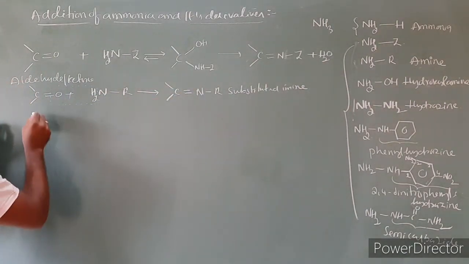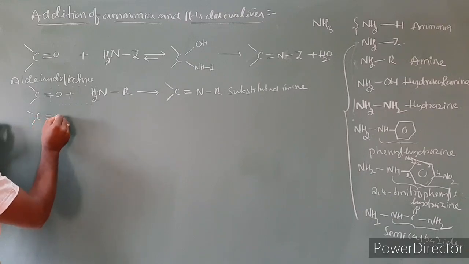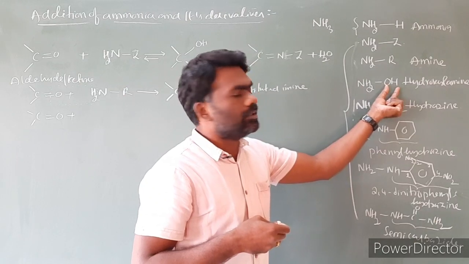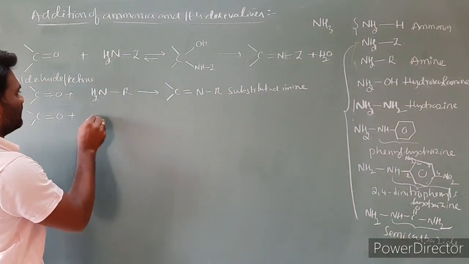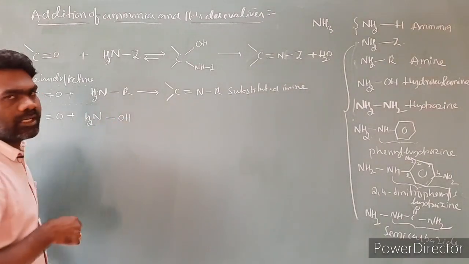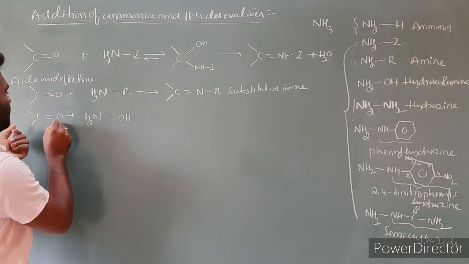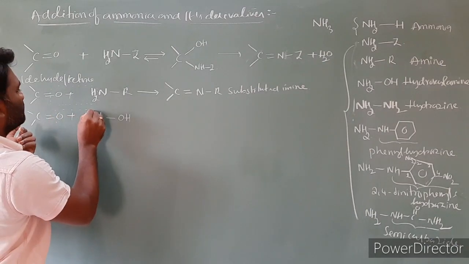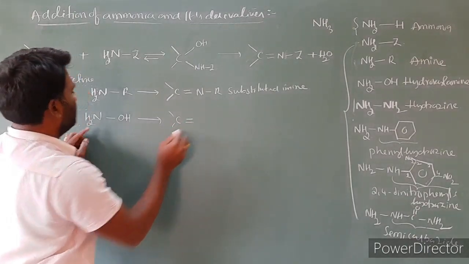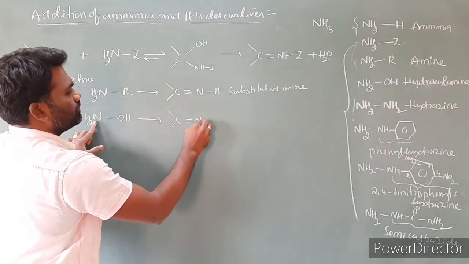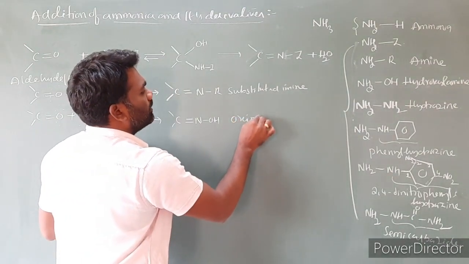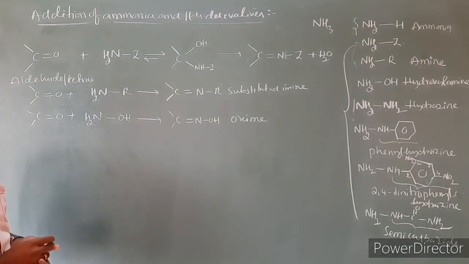Then the second one: I am taking C double bond O plus, and in this one OH group is there, so I take NH2OH. Here we have to remove water. Then what is the product we can expect? C double bond NOH. This group we commonly call an oxime.